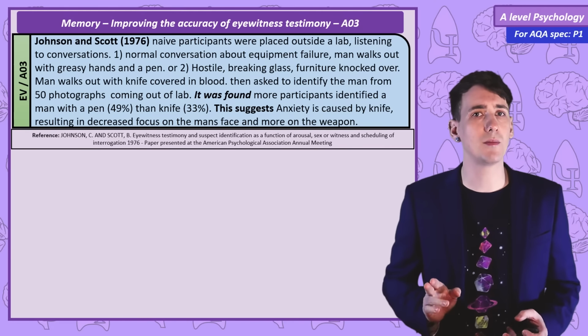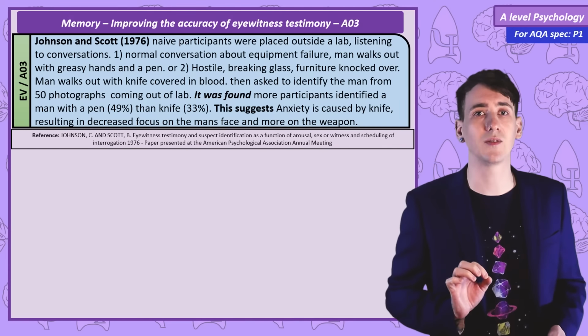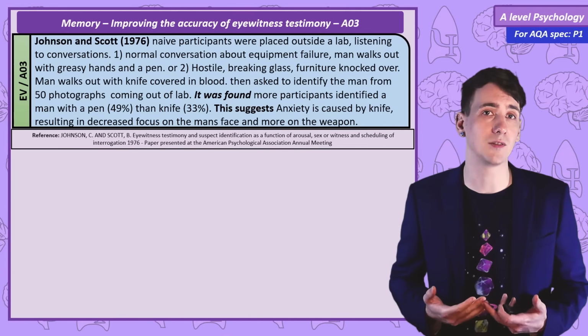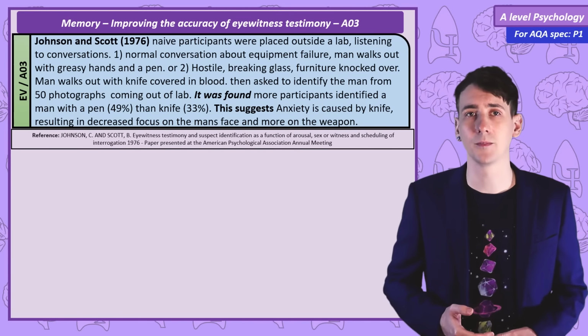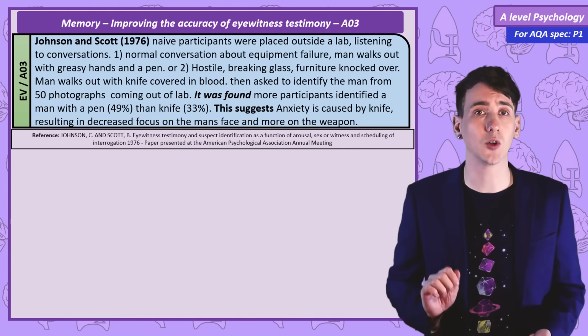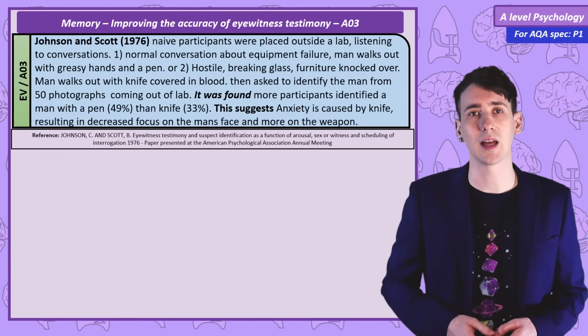When asked to identify the man from 50 photographs, 49% of the participants could identify the man with a pen, but only 33% could identify the man with the knife. Well, this study did cause anxiety, and the results suggest that anxiety caused by the knife resulted in weapon focus and less accurate eyewitness testimony.